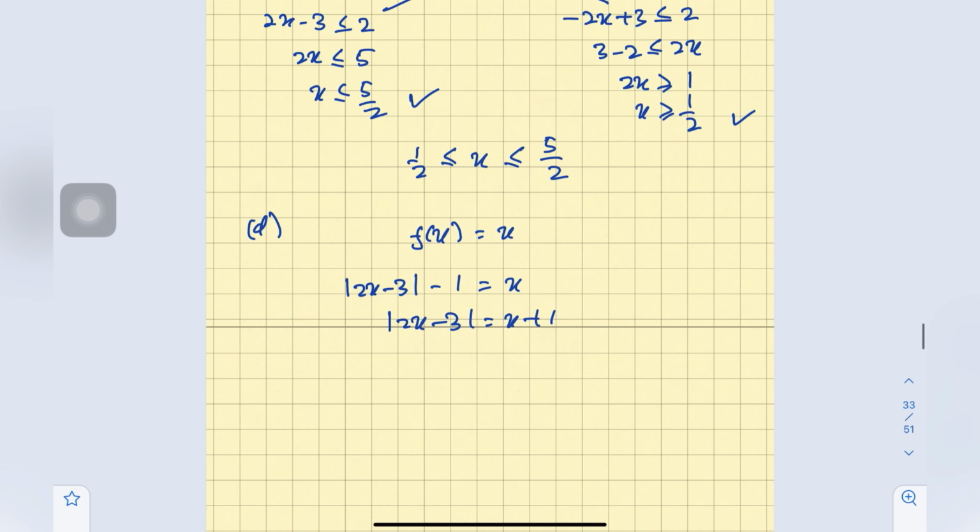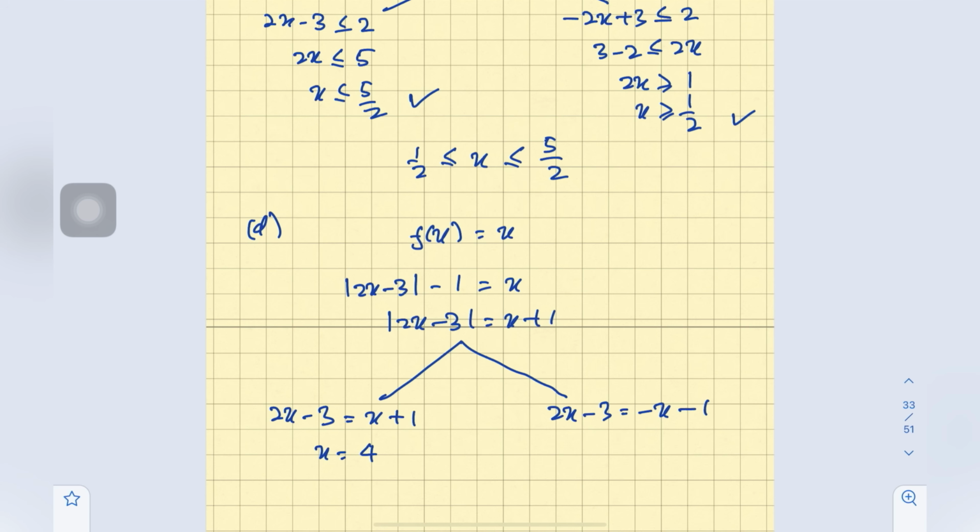Again, okay. So we have two situations: 2x minus 3 equals x plus 1, then x equals 4. Another one, 2x minus 3 equals negative x minus 1. So then 3x equals 2, x equals 2 over 3.